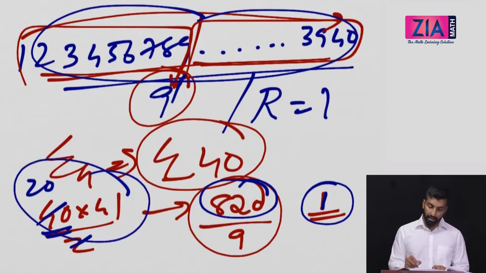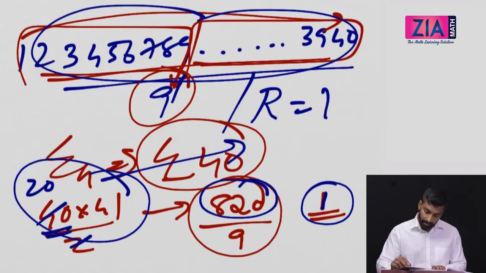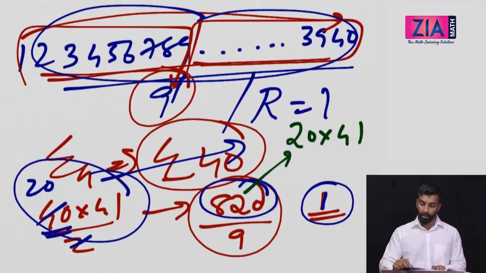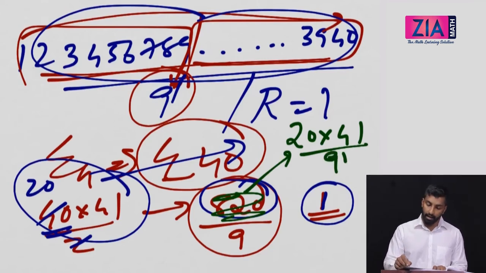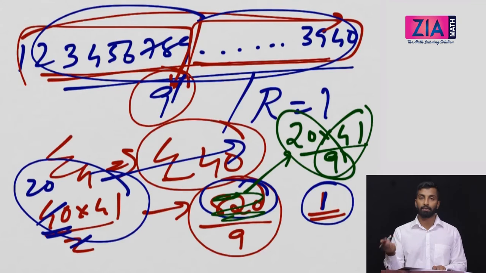You can take sum of digits here also, because now sigma n, from here you can write sigma n as 20 into 41, right? This is what sigma n is, that is what 820. Now rather than doing this step, you can see the remainder divided by 9 here also, right? Now these are factorized, right? Numerator is factorized, and you know the basic remainder theorem. Based on basic remainder theorem, you find the individual remainders.